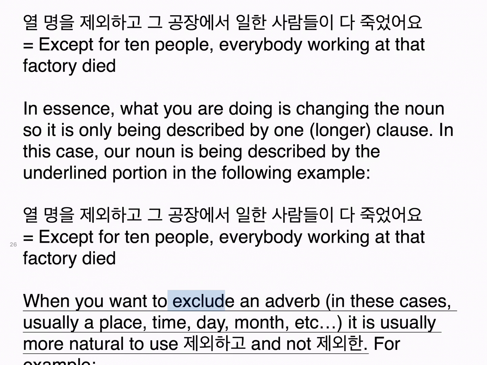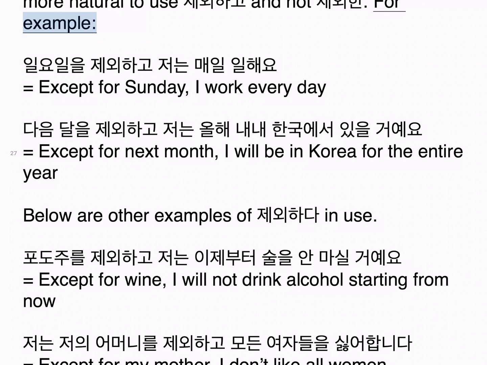When you want to exclude an adverb, in these cases usually a place, time, day, month, etc., it is usually more natural to use 제외하고 and not 제외한. For example, 일요일을 제외하고 저는 매일 일해요. Except for Sunday, I work every day. 다음 달을 제외하고 저는 올해 내내 한국에서 있을 거예요. Except for next month, I will be in Korea for the entire year.